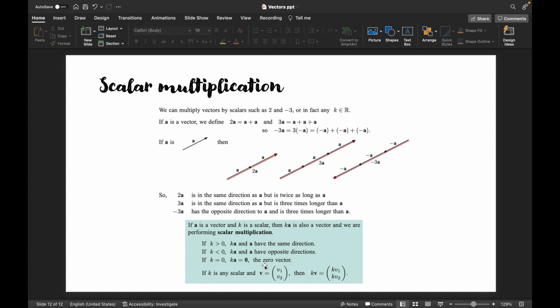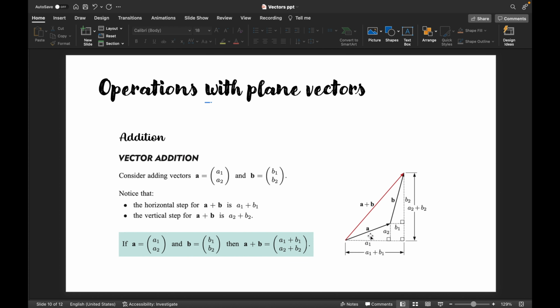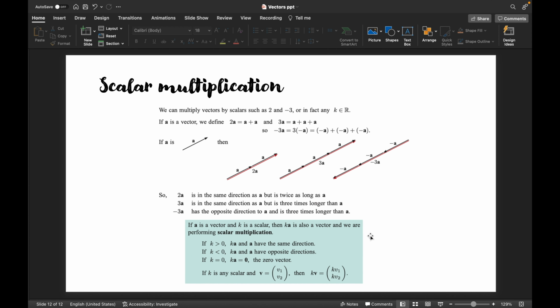If k is greater than 0, then ka and a have the same direction. If it's less than 0, they have opposite direction, because if you multiply it by -1, the direction changes. And therefore, if k is less than 0, it's going to switch direction. And if k is 0, then we're going to have a 0 vector. And therefore, if we have v, kv would be k into v1 and k into v2. And that's all you need to know for addition, subtraction, and multiplication. And now we'll solve questions based on this.